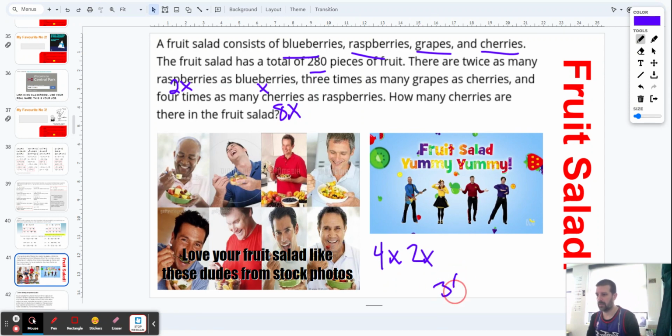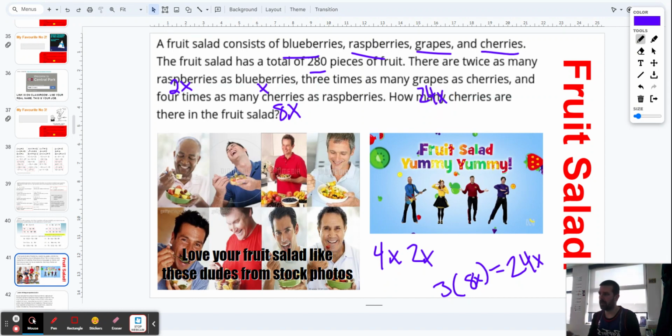Probably shouldn't use the X symbol for multiplication to confuse everybody else. Use the brackets instead. That becomes 24x. Okay, so now we've got only one variable, but we've got multiples of it, right?